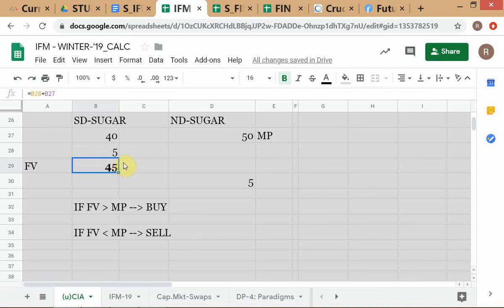So we say that the same commodity cannot have two prices. So now we can bring this South Delhi sugar to the North Delhi market, bring it to the same location, and that's going to cost us how much? 45 rupees, right? So that is the synthetic fair value of North Delhi sugar, it is 45 rupees. It's not 50 rupees. Is this clear?